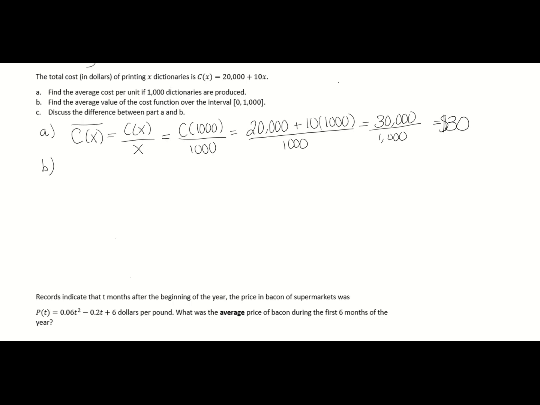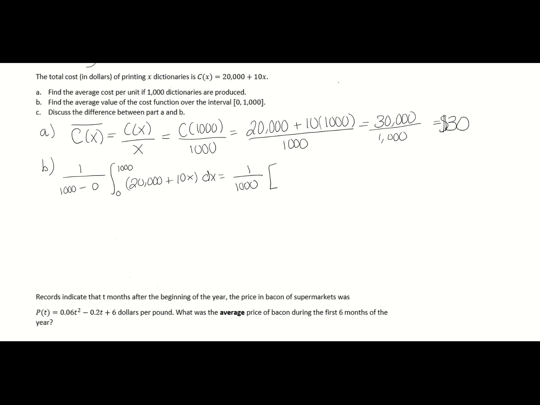So now you have to use the integral, right? Make sure you understand how the questions are worded differently from A to B. That's the trick. Here, first they ask average cost per unit, and the second one asks to find the average value of the whole function. So I'm going to use the formula 1 over 1,000 minus 0 of the integral 0 to 1,000 of my function, which is 20,000 plus 10x dx. So in the front, I'll have 1 over 1,000.